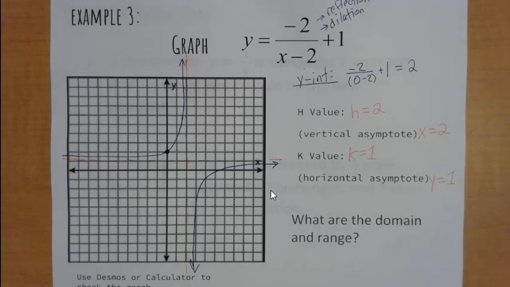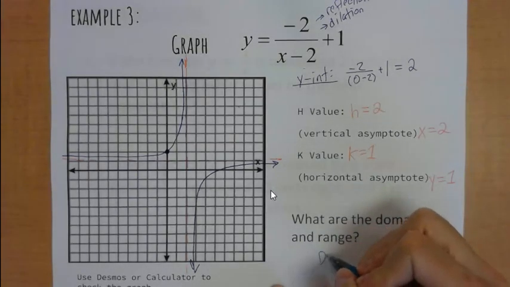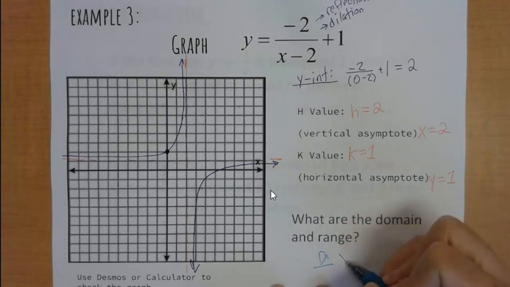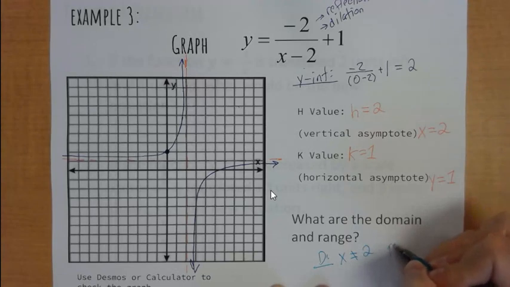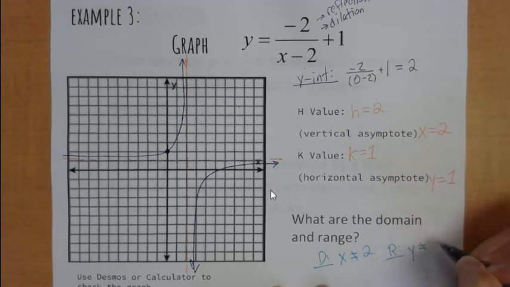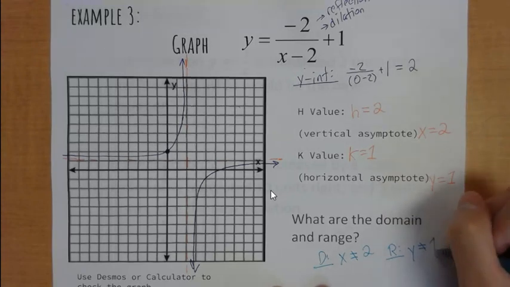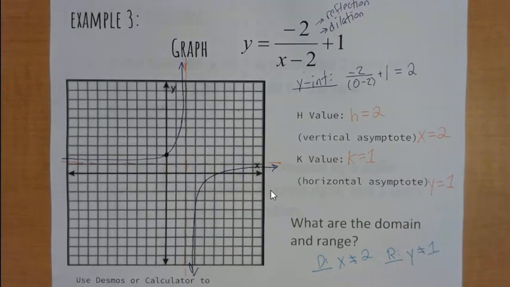Lastly, we will look at our domain and range. So our domain for this problem is going to be that x is not equal to 2, and our range is that y is not equal to +1. So that's all 3 of our graphing examples. Make sure you take a close look at our final result here in front of us.